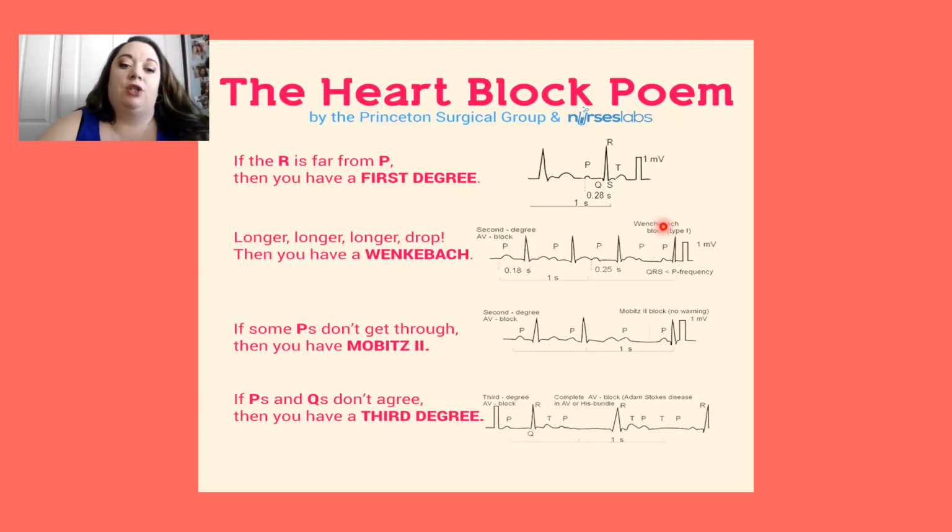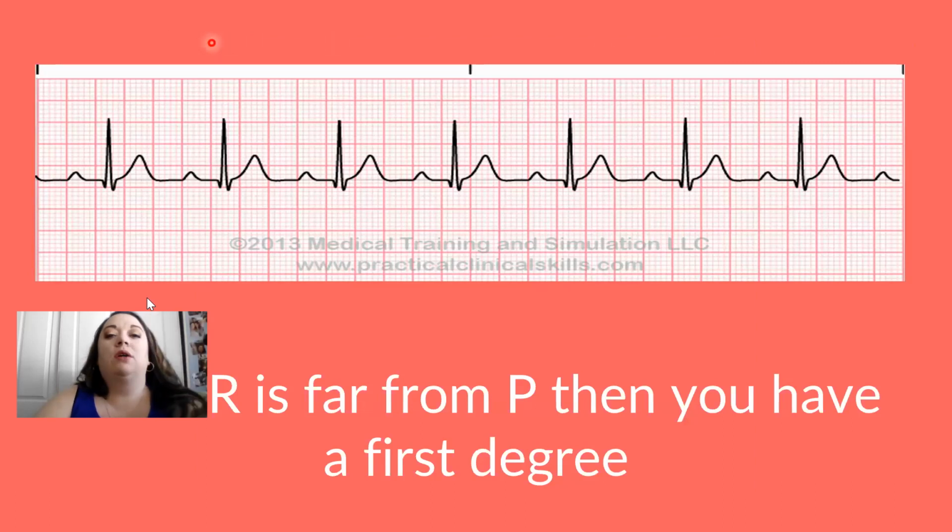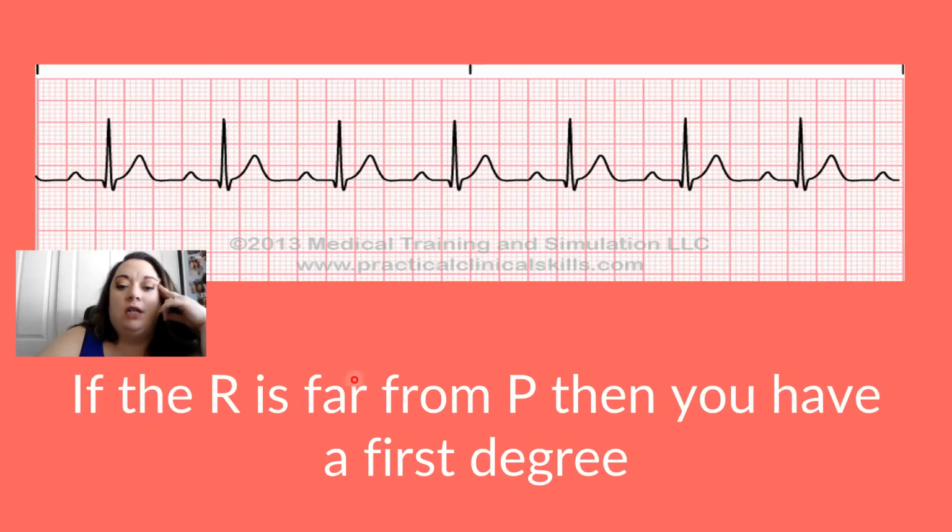So, these are your heart blocks. I'm sure you've heard them before. For a first degree heart block, this is very early in this pathology that's developing, and there's just a delay. Again, I have my P wave, which is atrial contraction. And for that signal to pass through my AV node to get to my ventricles to tell it what to do, that's taking too long. And that's why they call it heart block, because it's a block between my atria and my ventricles. So for my first degree heart block, if the R is far from P, then you have a first degree. That's your poem.